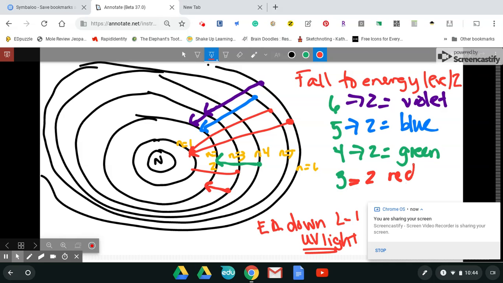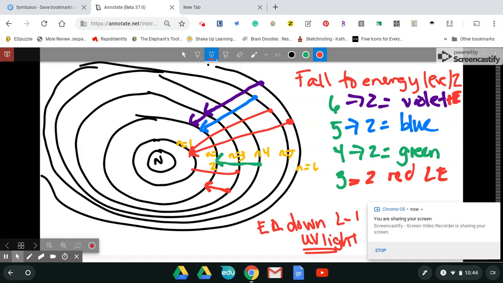Now, remember how yesterday I talked about which has the most energy versus the least energy? And you said that red had the least amount of energy. It has a longer wavelength. So a transition of electrons from level 3 to 2, this is low energy. A transition from level 6 to 2 is going to be a higher energy, okay?